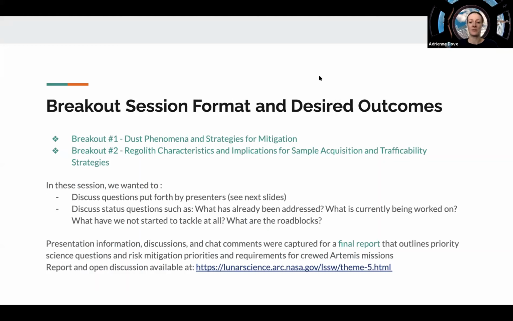And similar to how some of these other workshops are being done and how the workshop will be today, we have these breakout sessions in which we discussed what had been presented and some of the questions that had been presented by the speakers, and we'll talk about that here in a minute. And these really figure out some of the status of questions, such as what has already been addressed, what are we working on, and what have we not started to tackle. And remember, this was all the way back in August, so some of these questions we've been starting to tackle, and there's been open calls for some of the things addressing these topics even since then.